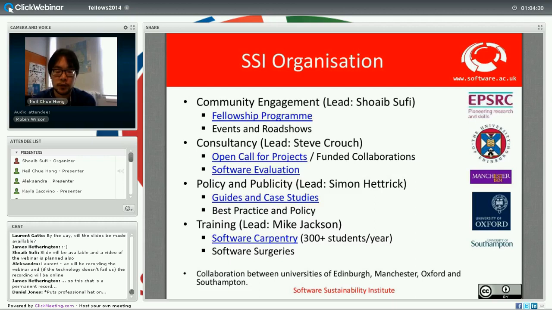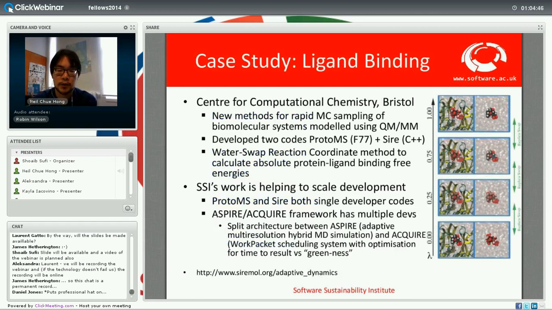Just to finish off this presentation, I'm going to give you a few examples of the work that we do in the Institute and then take some questions. As an example of the kind of consultancy that we might do, we have worked recently with the Centre for Computational Chemistry in Bristol on a project where they are developing new software to look at ligand binding. Ligand binding is the interaction effectively of proteins in different solutions.